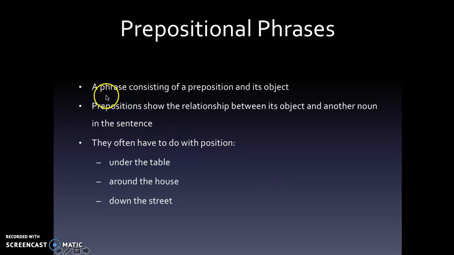Prepositional phrases. So it's a phrase, meaning a group of words, one or two, sometimes three words, consisting of a preposition and its object. Prepositions show the relationship between its object and another noun in the sentence. They often have to do with position, and this is pretty cool because you can actually see the word position in the word preposition. This isn't always the case, but oftentimes it is. For example, under the table, around the house, down the street. So this is a phrase where we're showing the relationship between street and something else in this sentence.